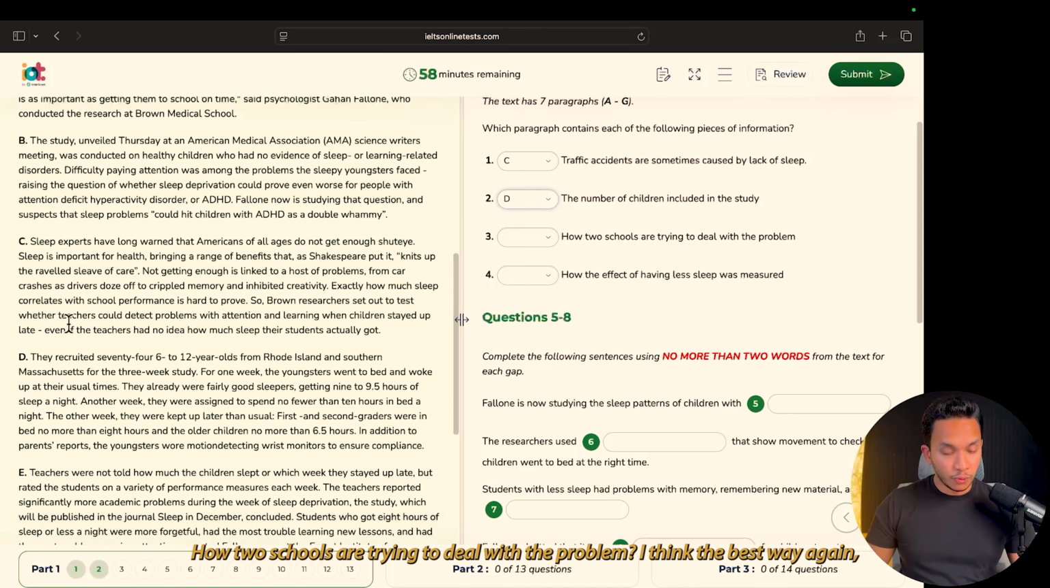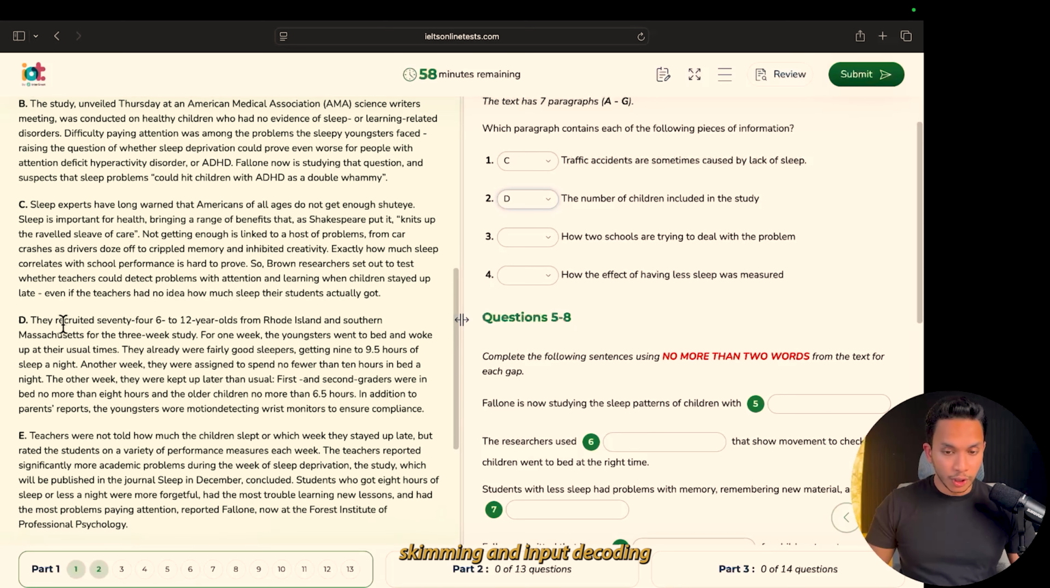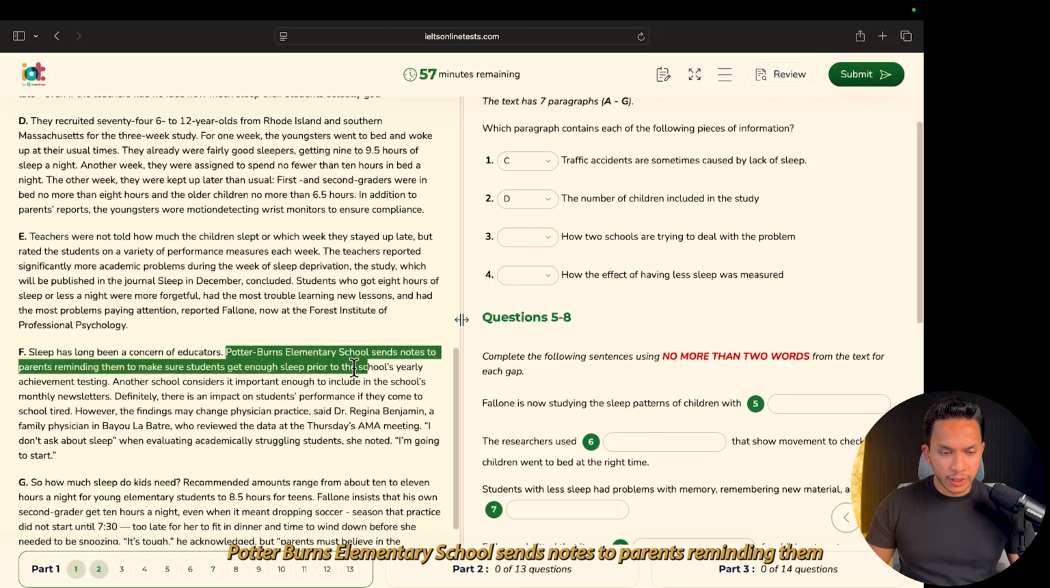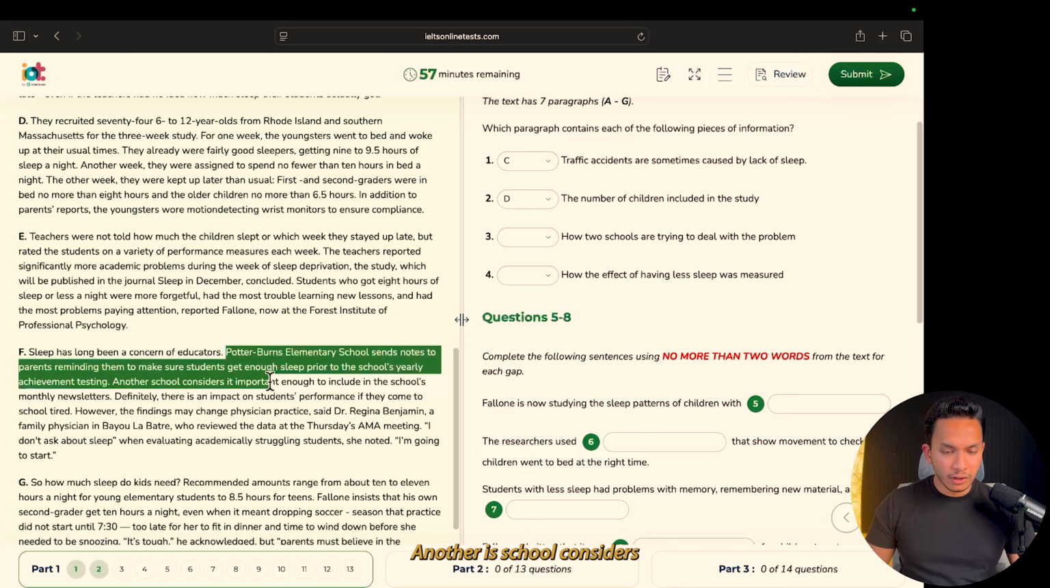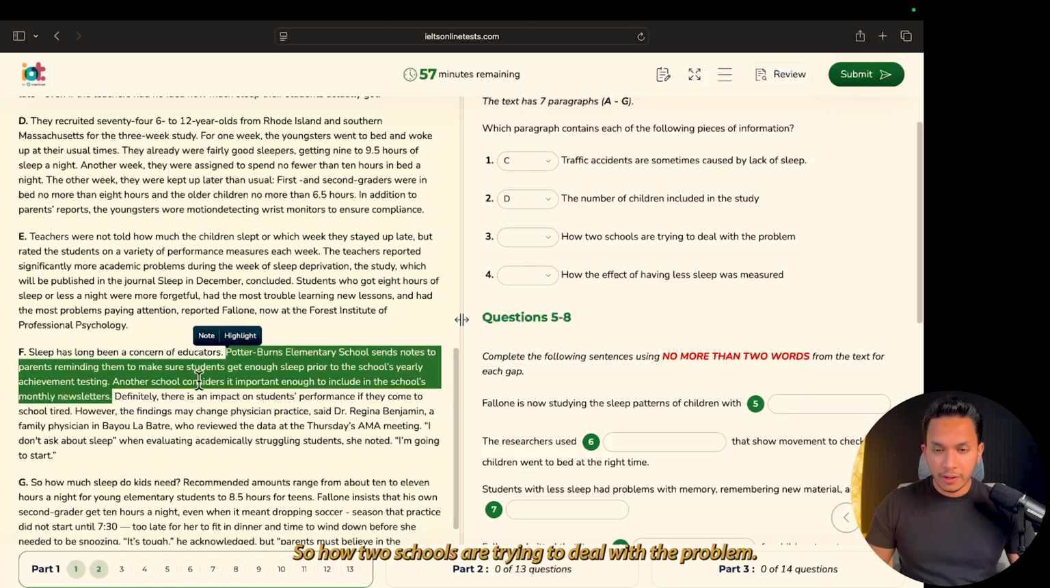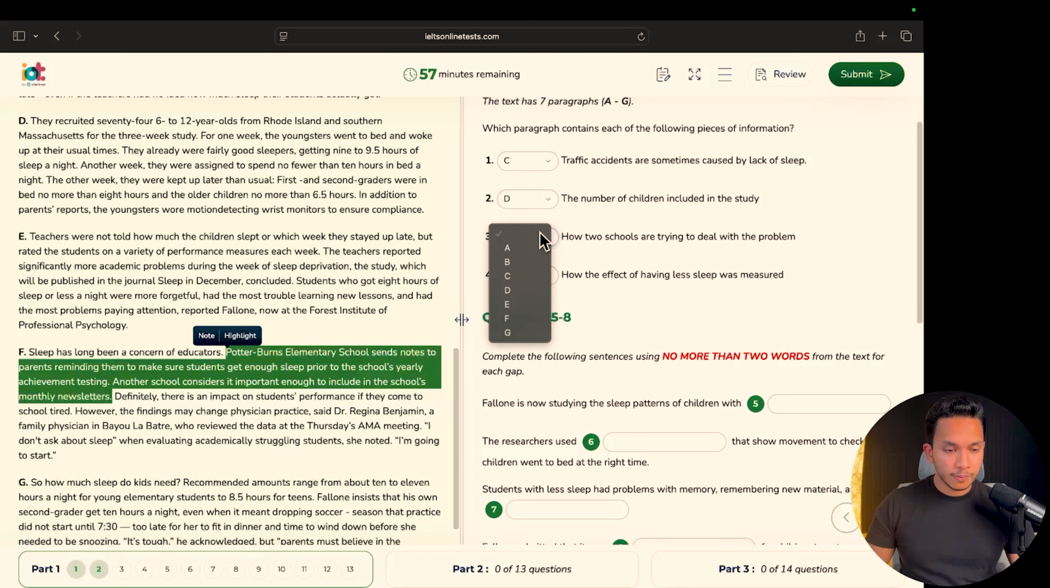Next, in paragraph D, how 2 schools are trying to deal with the problem. I think the best way again is skimming and input decoding. You want to look for 2 schools dealing with the problem. Porter Burns Elementary School sends notes to parents reminding them... Another school considers it important enough to include in the school's monthly newsletter. So how 2 schools are trying to deal with the problem. So there are these 2 schools.